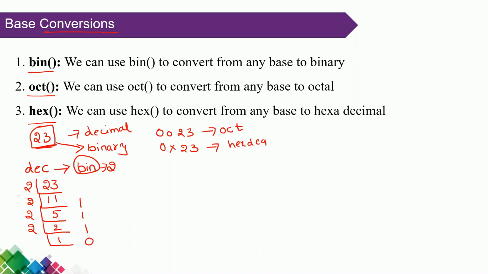Our process stops. Why am I dividing by 2? Your aim is to convert into binary. That is the reason I divide the number by 2. Now write down the answer in the reverse direction. So what is the answer? 1 0 1 1 1. This is the binary representation for number 23.